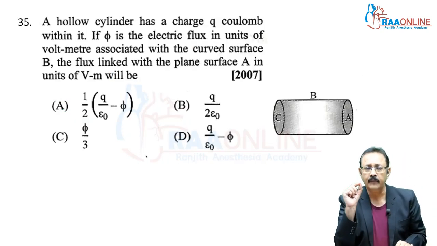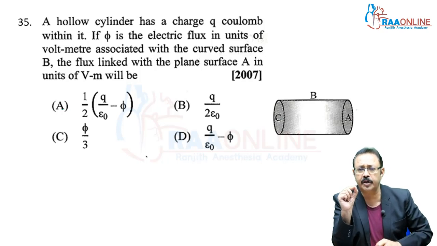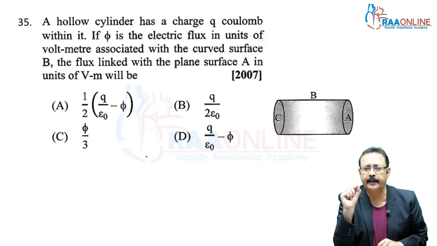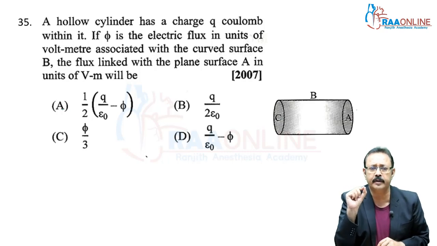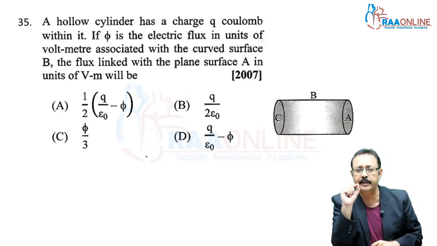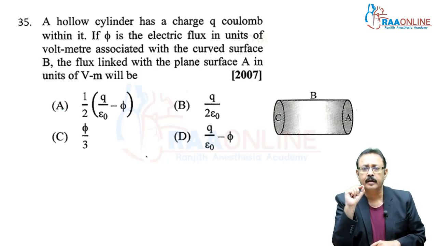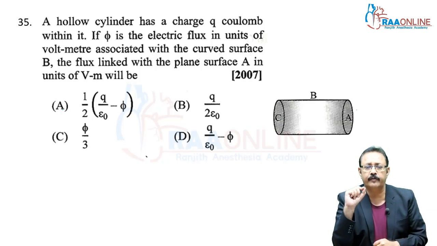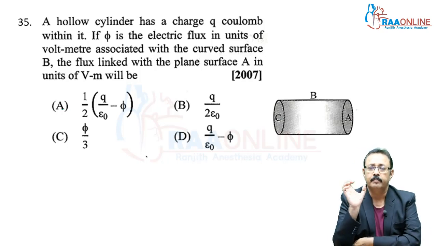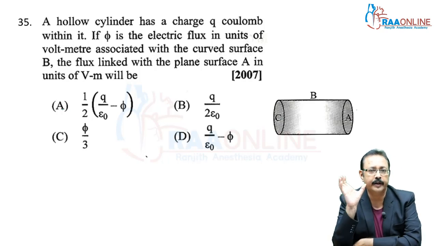Next, a hollow cylinder has a charge q coulomb within it. Phi is the electric flux in units of volt-meter associated with the curved surface. The flux linked with the plane surface A in units of volt-meter will be... They asked this problem in 2007 AIPMT, a very good problem based purely on Gauss theorem. Electric flux is a scalar quantity.